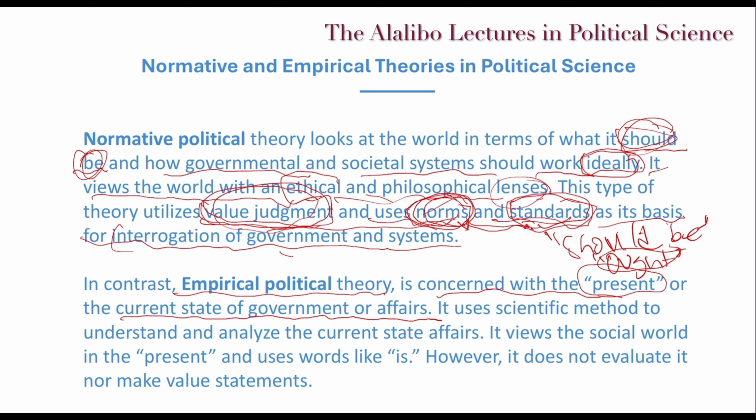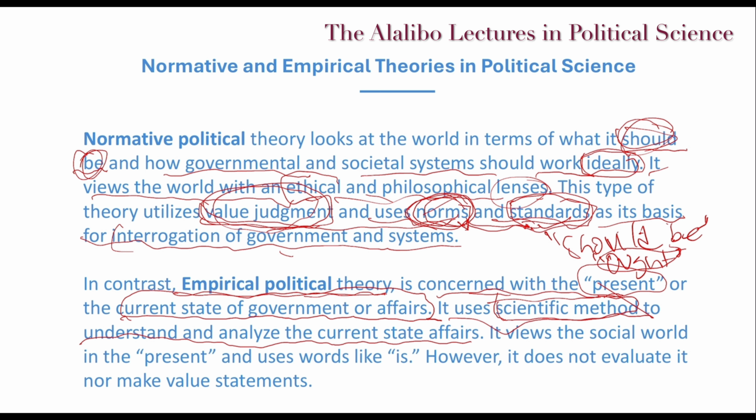Let's read this one more time. Empirical political theory is concerned with the present or the current state of government or affairs and uses scientific method to understand and analyze the current state of affairs, right? So this is the way it understands the current state of affairs and says, well, this is the current state of affairs. We have democracy, for example, and democracy is flourishing. We have social programs. We have very good political institutions and so forth, right? So it makes those conclusions.